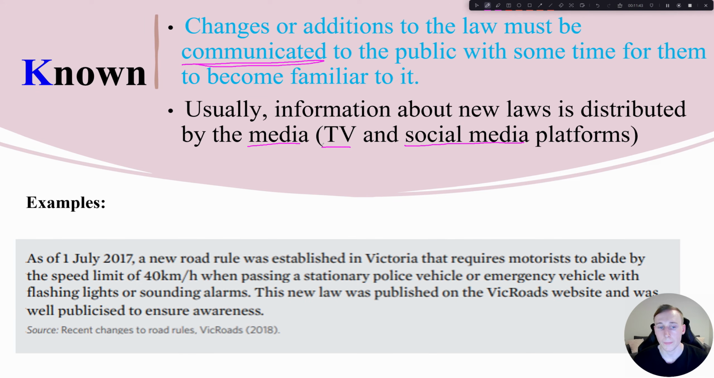A law we had introduced a little while ago now, but in 2017, is that motorists have to go 40 kilometers an hour when passing a stationary police vehicle. So that law was introduced to keep our emergency workers safe. And what they did is they published this on the Vic Roads website, they made campaigns about it, and they made it very clear so people knew about that particular law change.